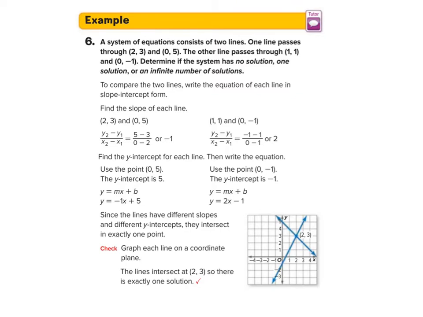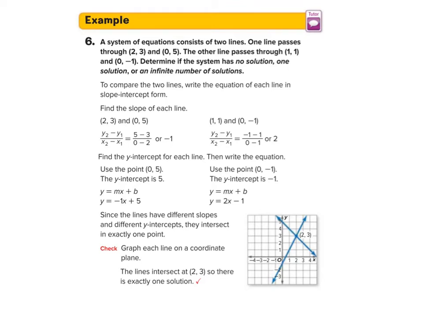And then for the other equation, y2 minus y1 is -1 minus 1, and then x2 minus x1 is 0 minus 1, for a slope of 2. So these two equations have different slopes. It says find the y-intercept for each line, then write the equation.